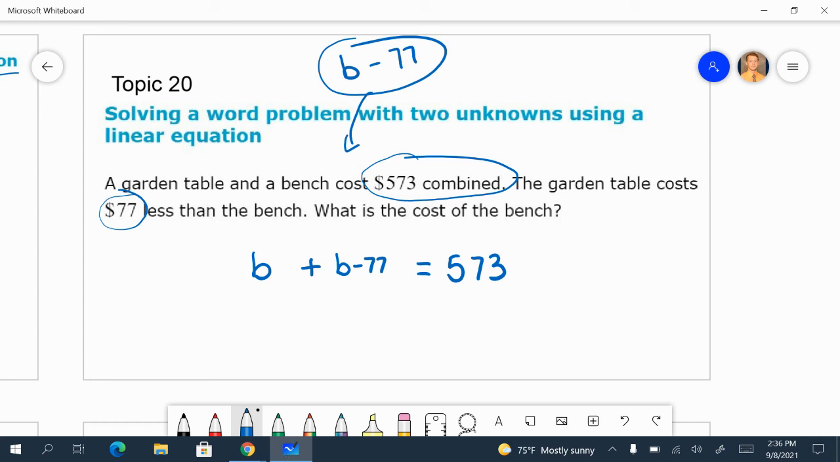Okay, so then it's just a solving for a variable equation. So we're going to do 2b minus 77 equals 573. And at this point, I will let you guys finish up this problem because it's just solving for b at that point. Once you get b, b is the cost of the bench. So that would be your final answer.